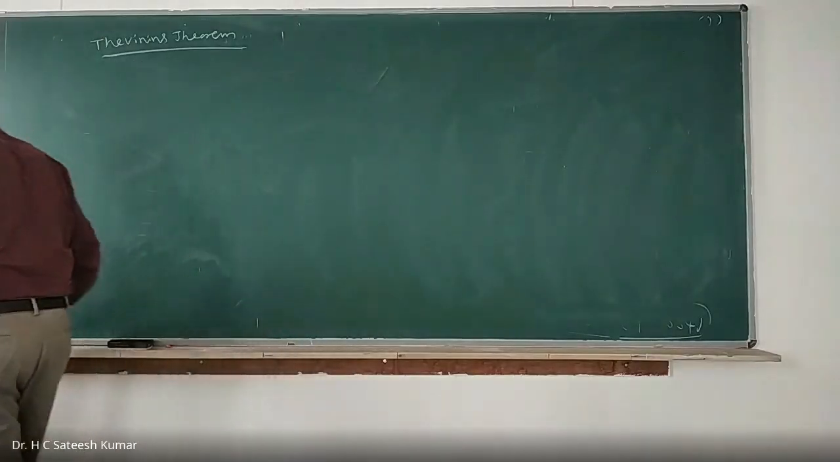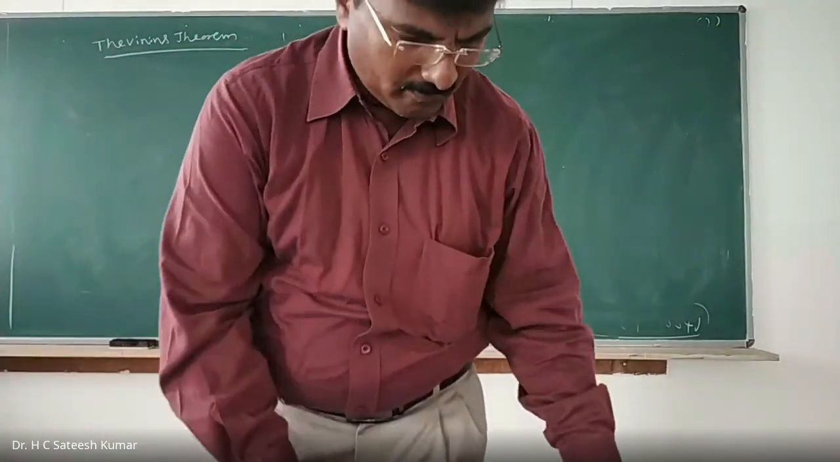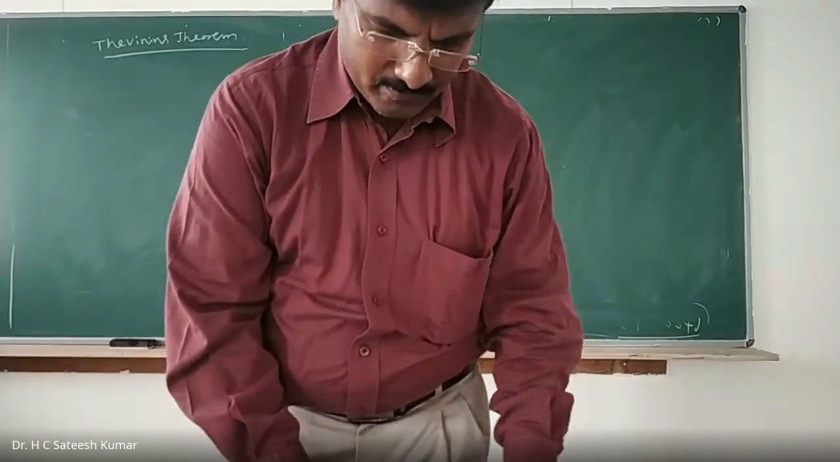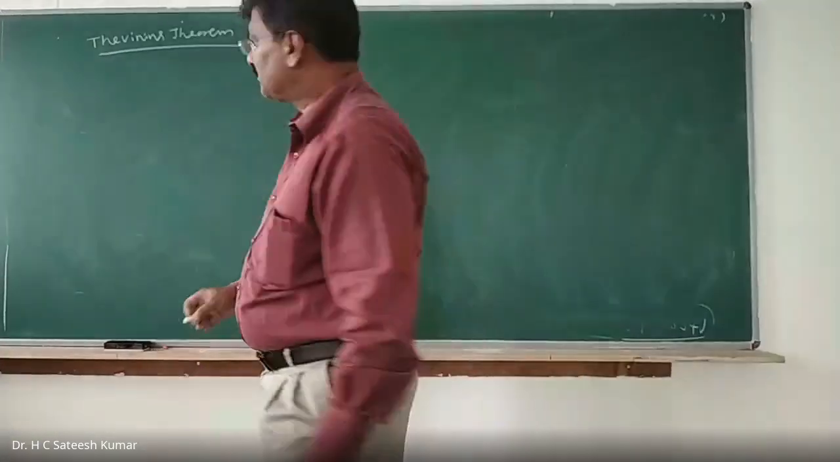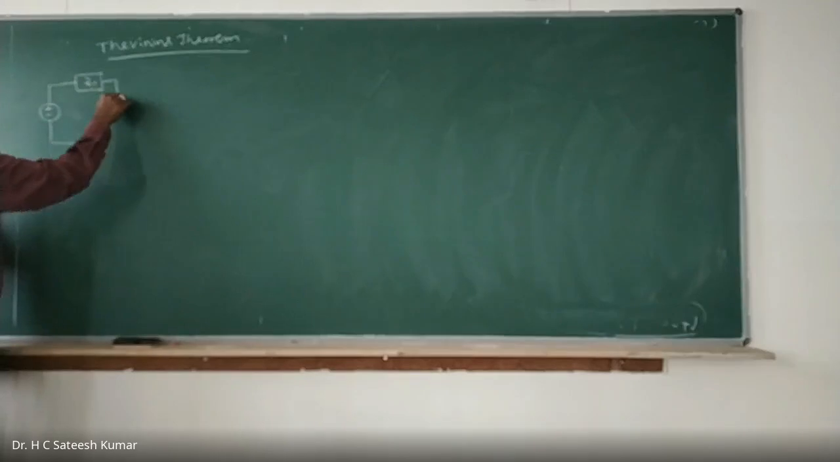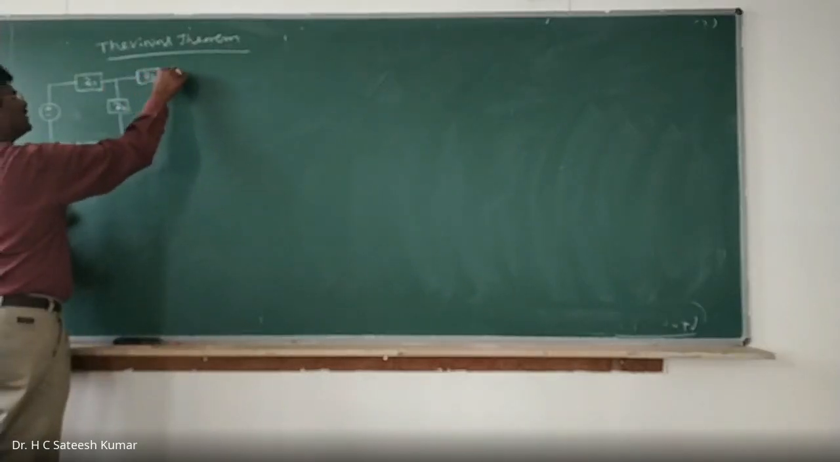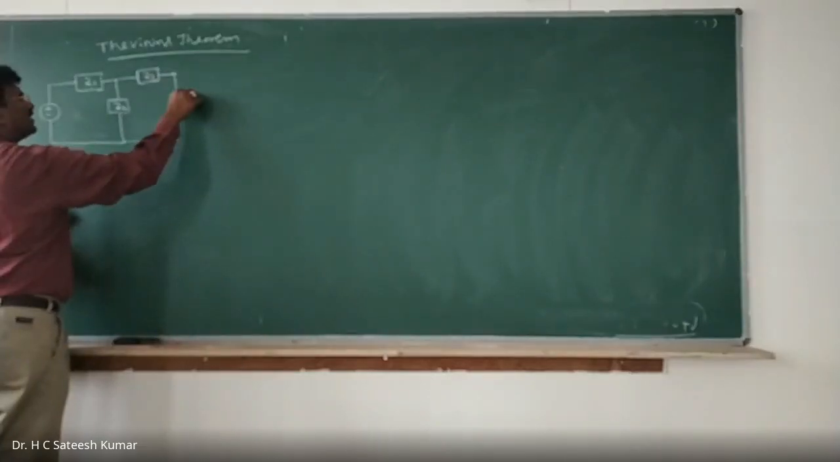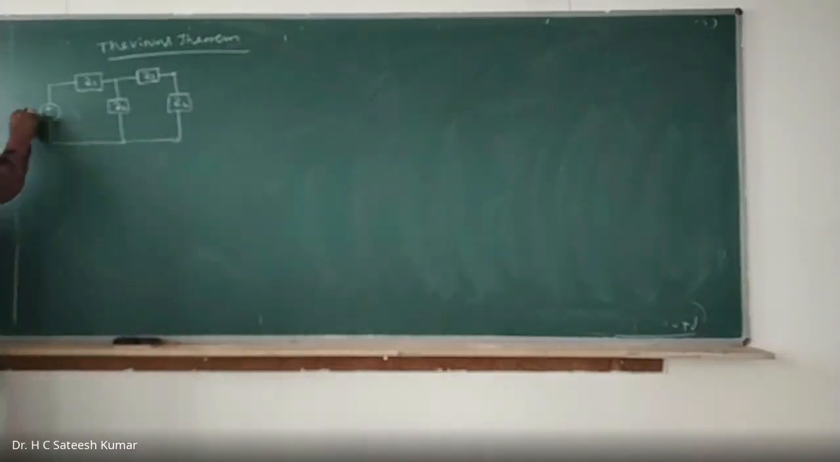How exactly do we prove this one? Okay. So I take up one simple circuit and I will do that. Let us say I have a voltage source like this, plus minus. Take one impedance, let us say Z1, Z2, R. I can use the R or Z also, no problem. And Z3. This is ZL. Okay. This is B. This is AB.